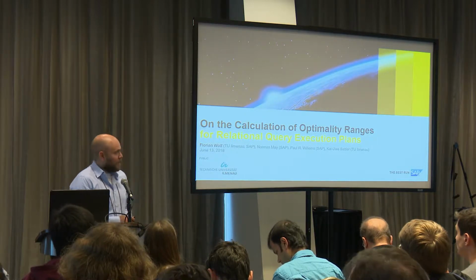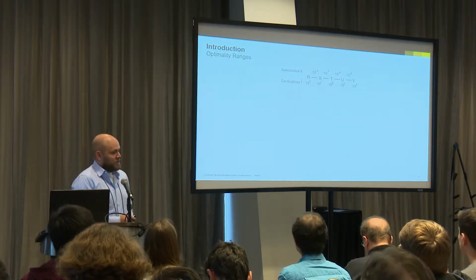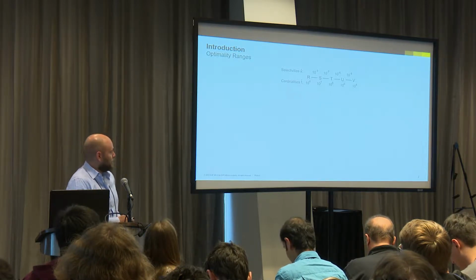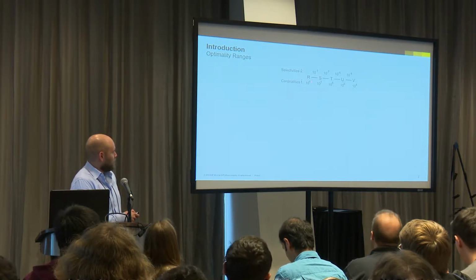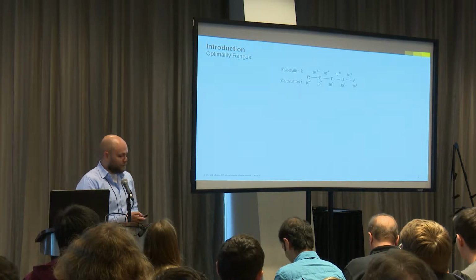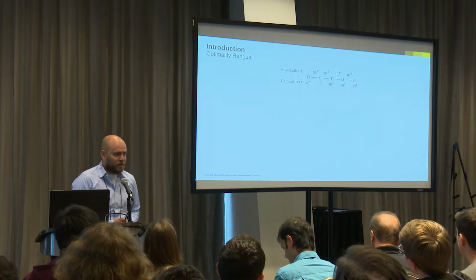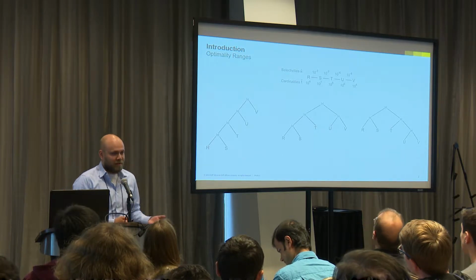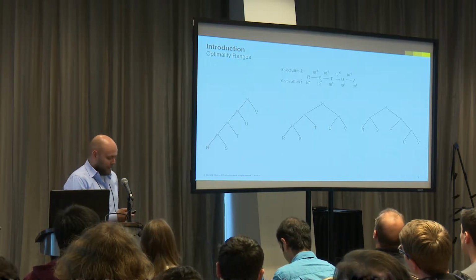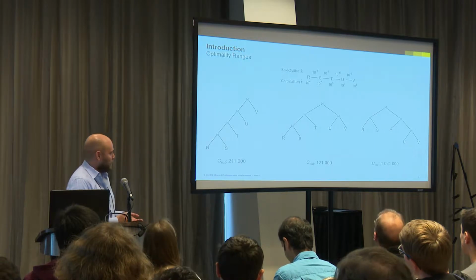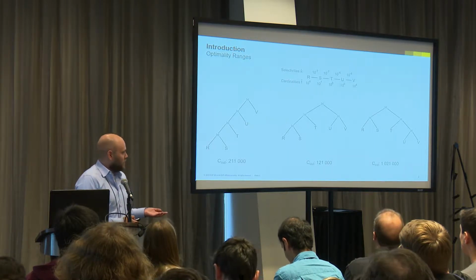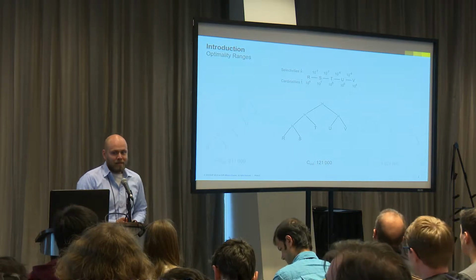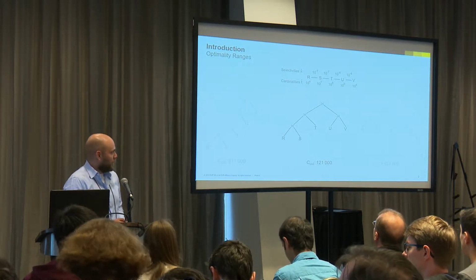So what are optimality ranges? Well, let's consider this example query. It's a very simple chain query joining 5 relations having estimated cardinalities and selectivities as depicted here. And what query optimization usually does is it enumerates some plans. Of course, the plan space is much larger than shown here. And then there's a cost model that assigns cost to every single plan. And eventually the plan with the smallest cost, the cheapest plan, is selected to be the optimal plan.